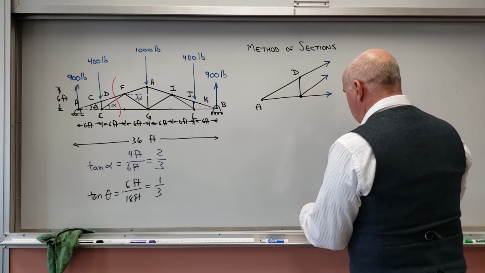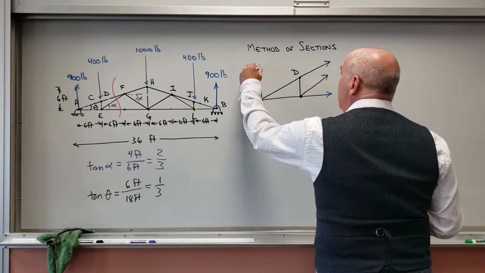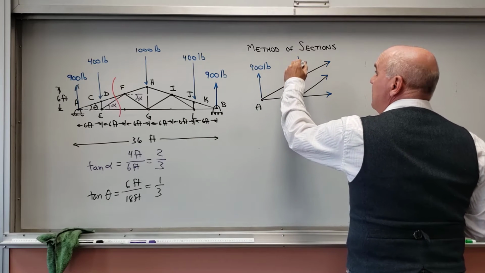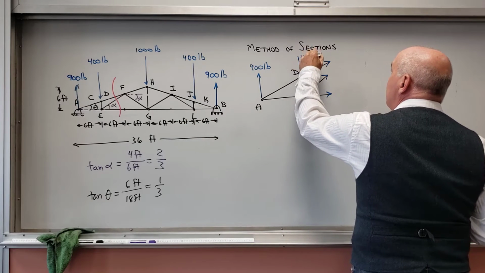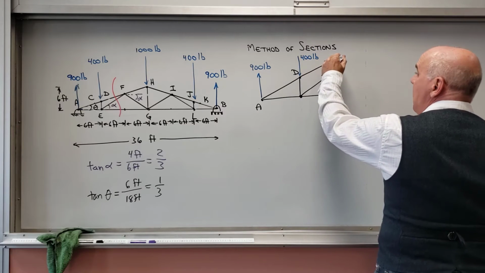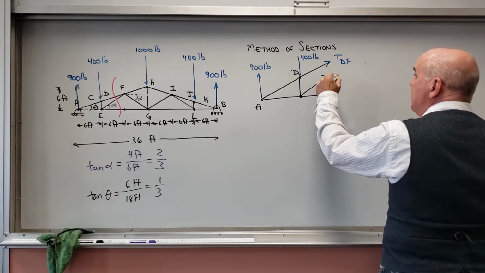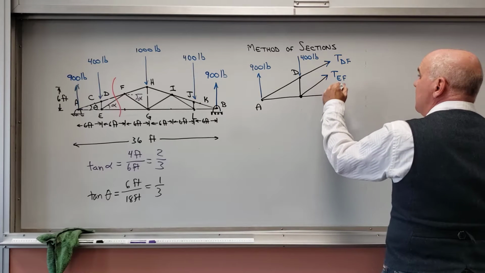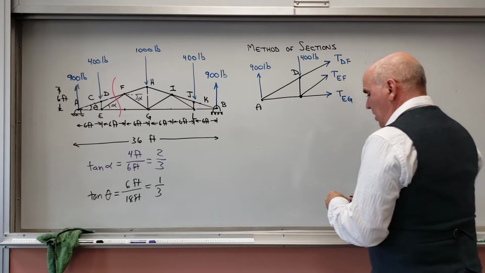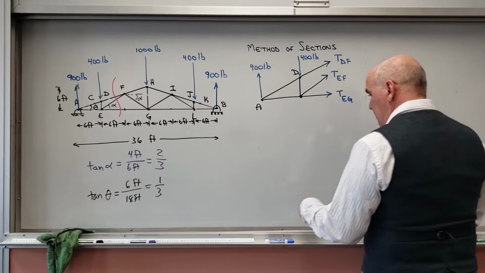All right, so what have I got here? I've got a 900-pound force here. And then I've got a 400-pound force there. And I have TDF, TEF, and TEG. All right, so there are my forces.